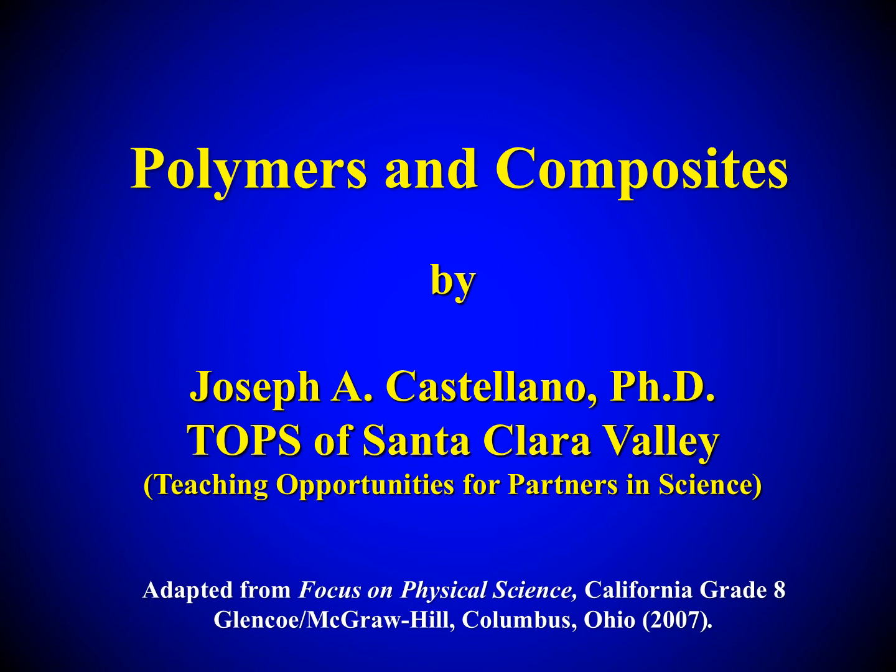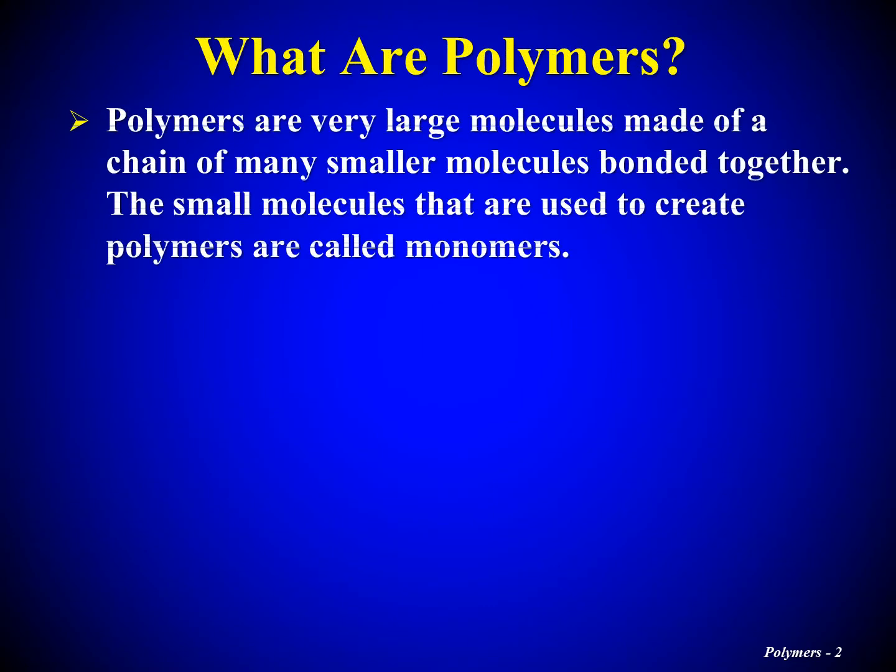In this lesson, we will explain how polymers are made, and discuss the history of polymer and plastic developments. Polymers are very large molecules made of a chain of many smaller molecules linked together by covalent bonds. The small molecules that are used to create polymers are called monomers.